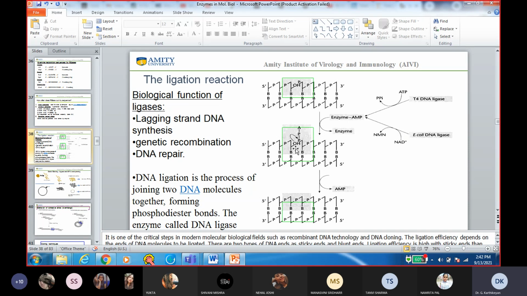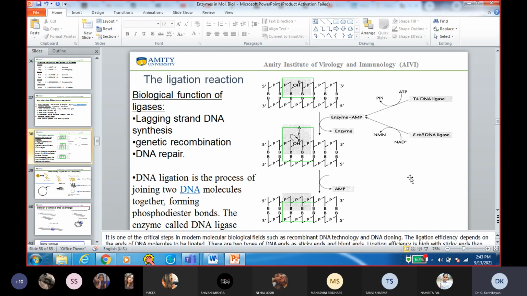So the only difference between T4 DNA ligase and E. coli DNA ligase is the cofactor that they use. E. coli DNA ligase is definitely a much larger enzyme compared to T4 DNA ligase. Other than the fact that these are obtained from two different sources, the cofactors for these two ligase reactions are also different. So what is DNA ligation?